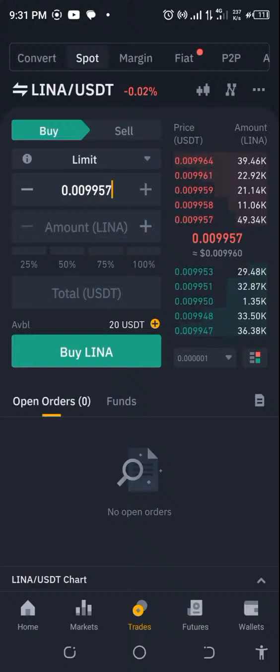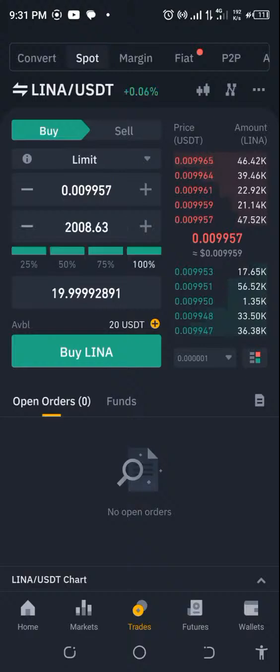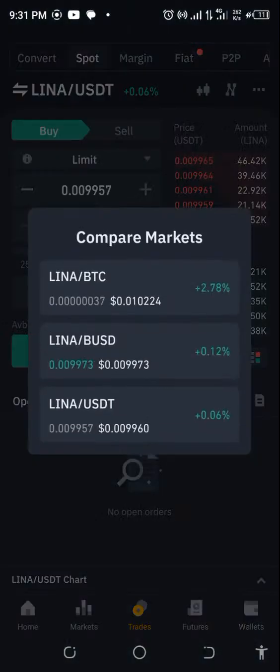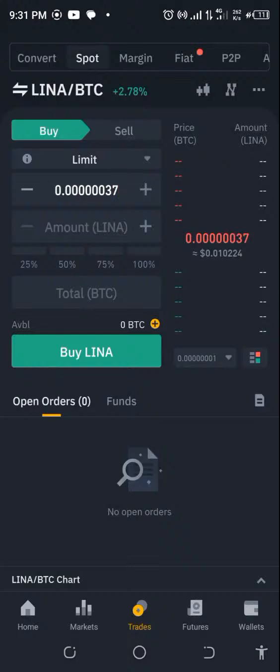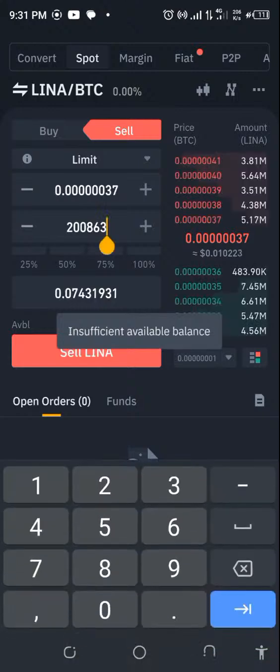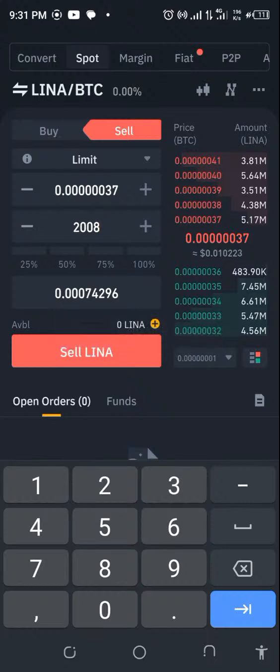All right, so we've got our usual $20. So what we have here is 2008.63. Let me copy that, and then I'll go over to BTC and try to see if I could sell this. Now remember, Lena doesn't recognize that decimal point. So what we have here now is 0.000742.